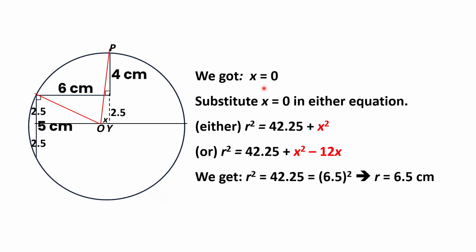Otherwise, we got x equal to 0, so put x equal to 0 in any one of the two equations. The x part will become 0. So r square equals 42.25, that is 6.5 whole square, that is r equals 6.5.